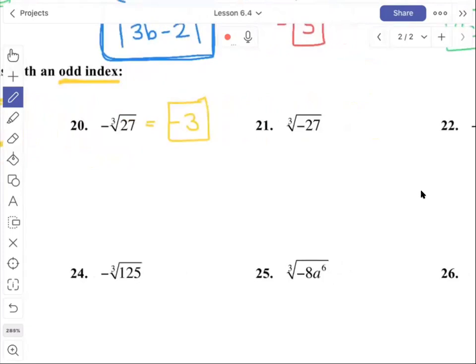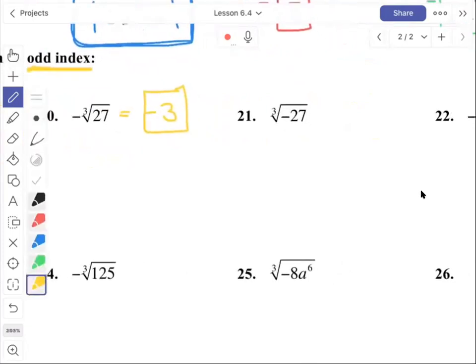All right. Number 21, a little bit trickier. Put it in the chat. What do you think number 21's answer should be? Put it in the chat.